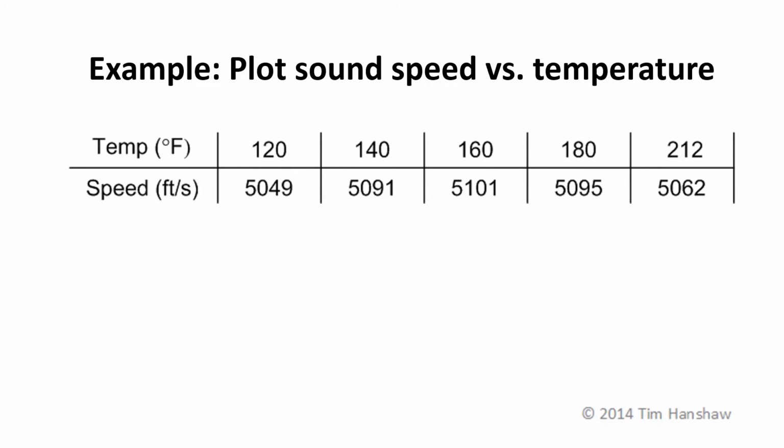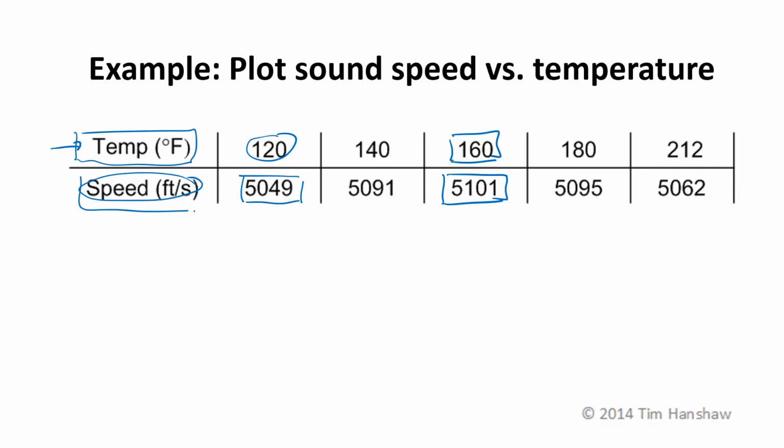Let's use arrays to specify some data in MATLAB. What I've got here is sound speed in water as a function of temperature. So at 120 degrees F, the sound speed is 5,049 feet per second. At 160 degrees F, the sound speed is 5,101 feet per second. I can put these in 2 separate arrays. Both of those will be 1-dimensional arrays. I'll create them as rows.